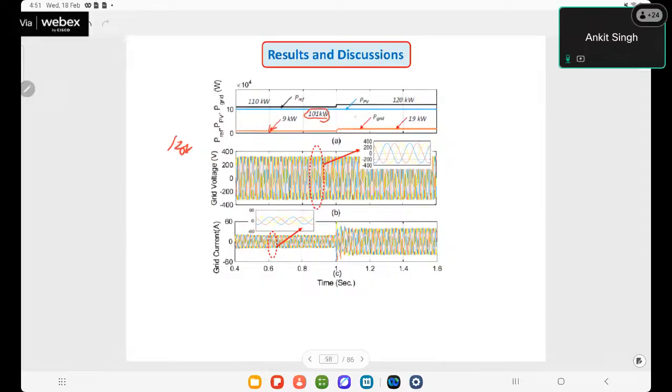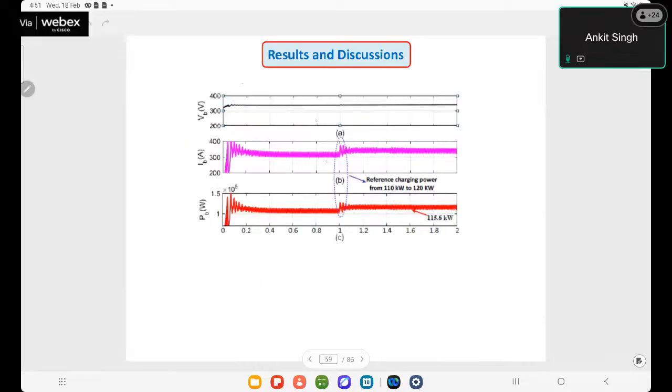If we increase the reference power, then the grid will supply all its power, up to the limit of type 2 AC charging. So during the dynamic operations, this is the battery voltage, battery current, and battery power.